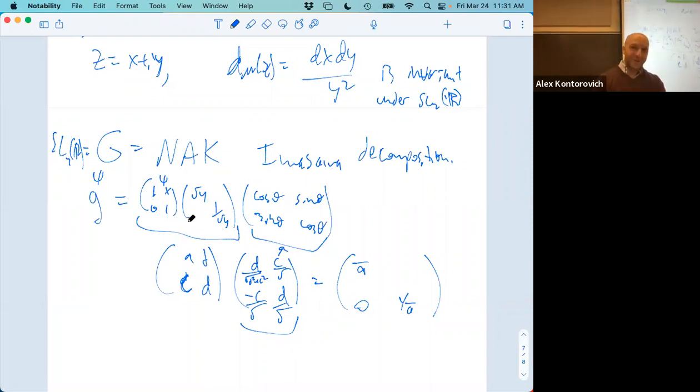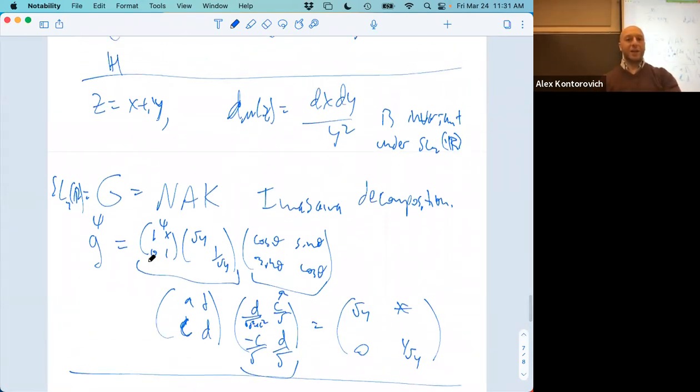And now when I multiply by the right diagonal matrix, that diagonal matrix will be the inverse of this, and then I can pick out what this element is. And that is factor. I just factor G as unipotent times a diagonal times a compact. Okay, does that make sense? So far, so good.